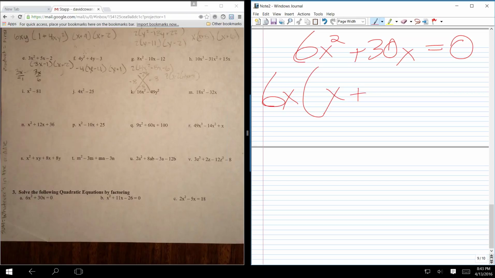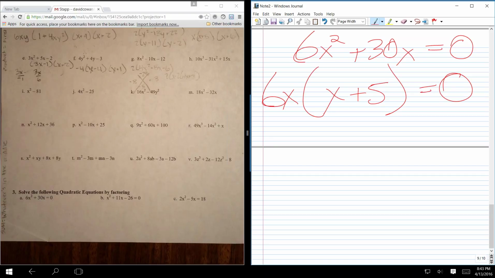Plus what? So it'd be x plus 5. Yeah, just 6x times 5 is 30x. All of that's equal to 0. So how do we solve it from here?